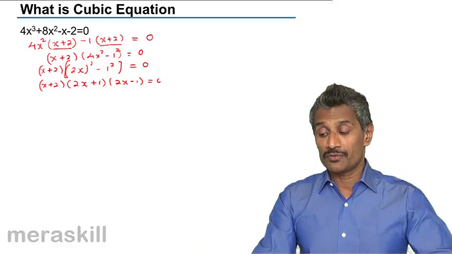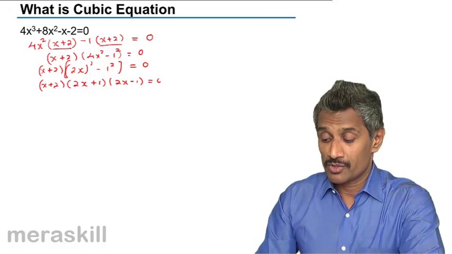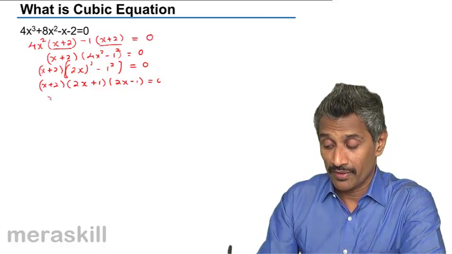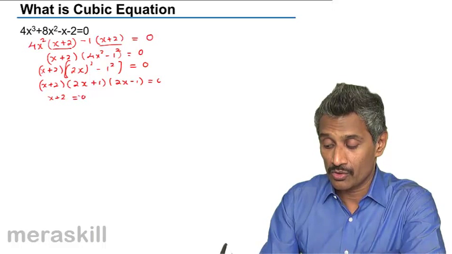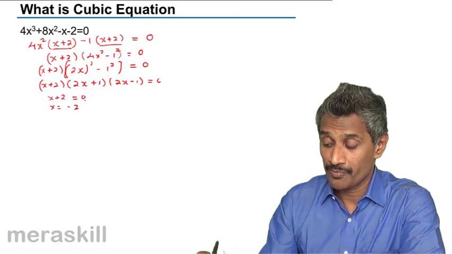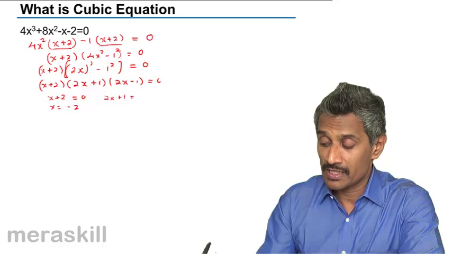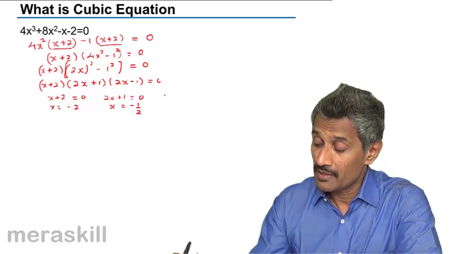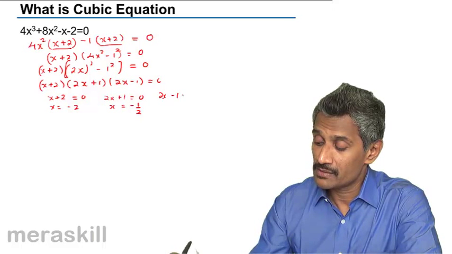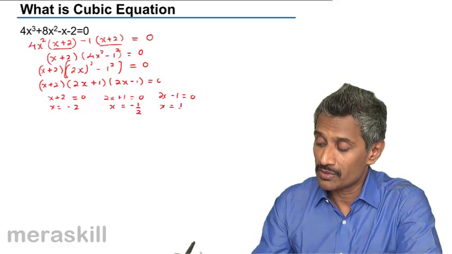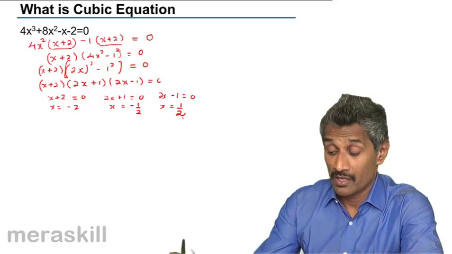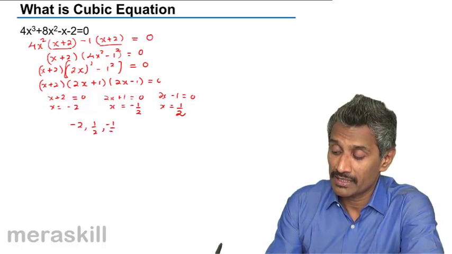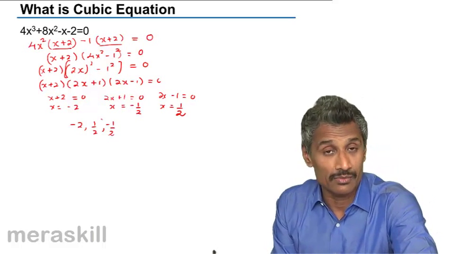Now the product of three numbers is 0. So either this is 0 or this is 0 or this is 0. That means x plus 2 is 0, that means x is minus 2. 2x plus 1 is 0, that means x is going to be minus half. 2x minus 1 is 0, which means x is equal to plus half. The solutions are minus 2, half and minus half. You need to solve it this way.